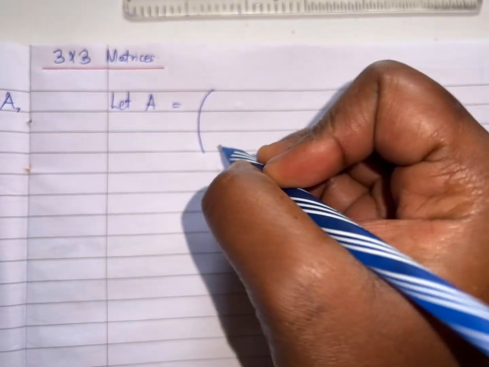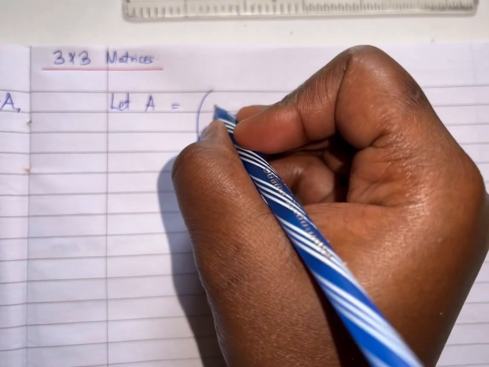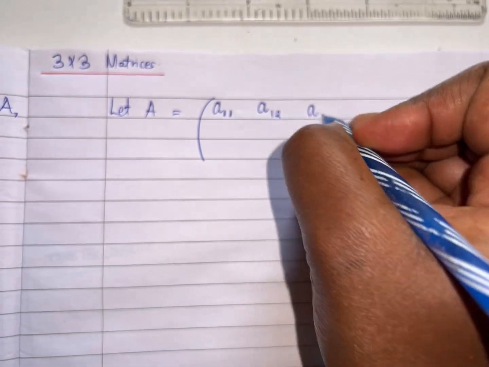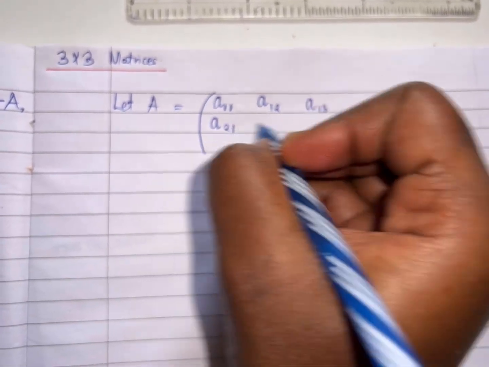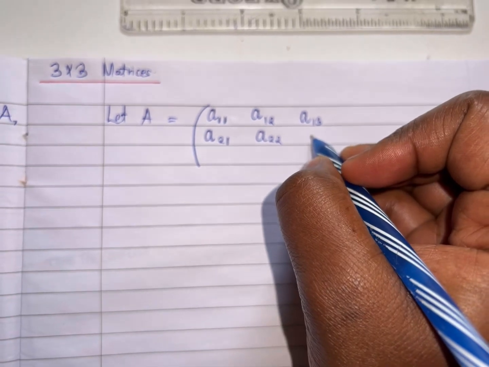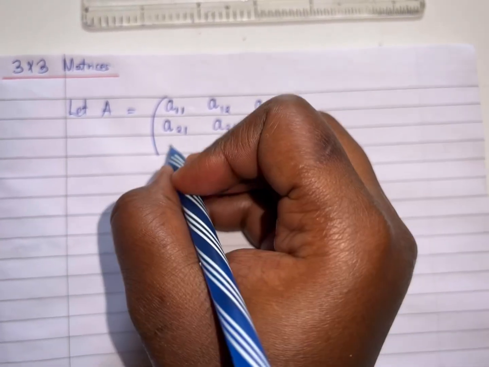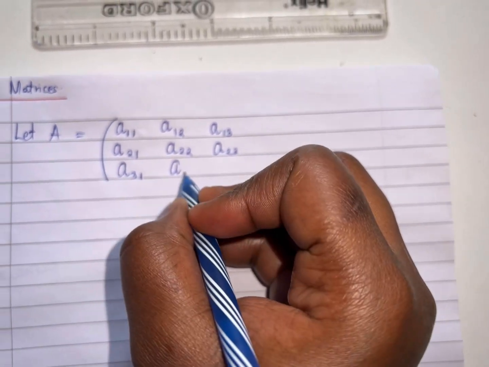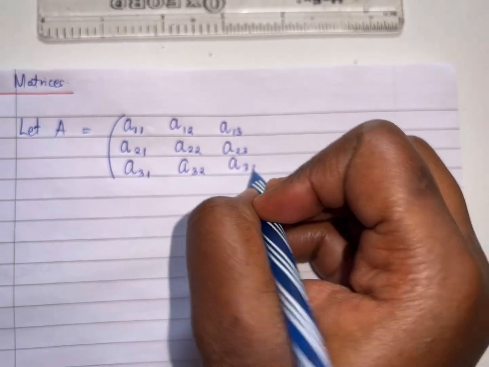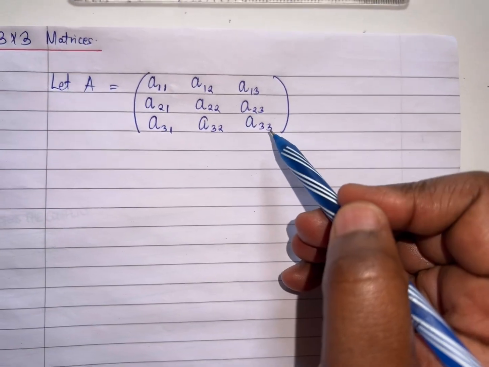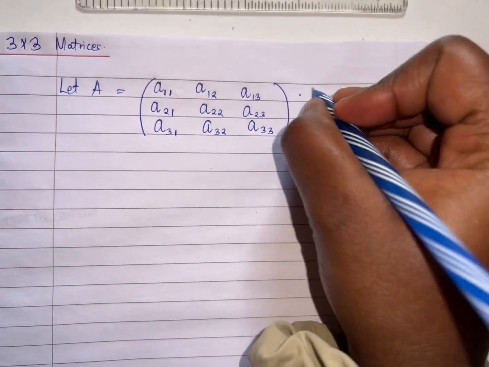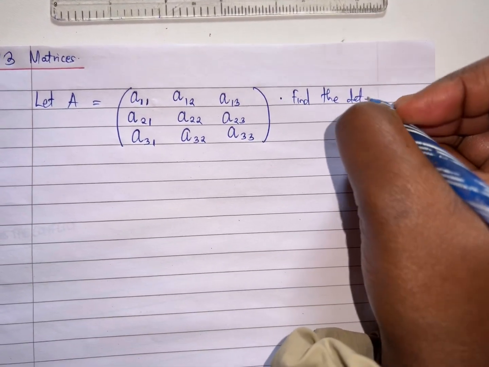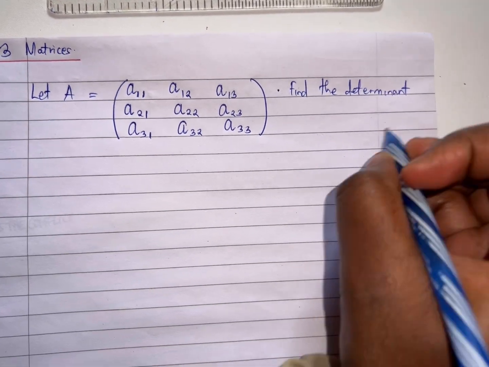Let A be equal to: we have 3 values on the first row: A11, A12, A13. Then A21, A22, A23, then A31, A32, and A33. So that's our matrix. Our question is to find the determinant of A.